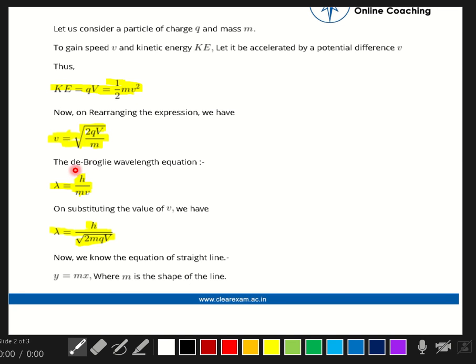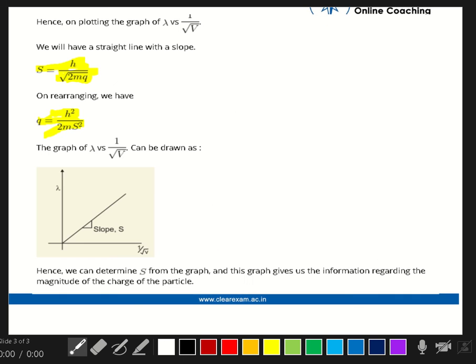And the de Broglie wavelength equation is lambda equals h by mv. Substituting the value of v in this equation, we will get lambda equals h by root 2mqv. Now we know that the equation of a straight line is y equals mx, where m is the slope of the line. So hence we start plotting the lambda versus 1 by root v graph.